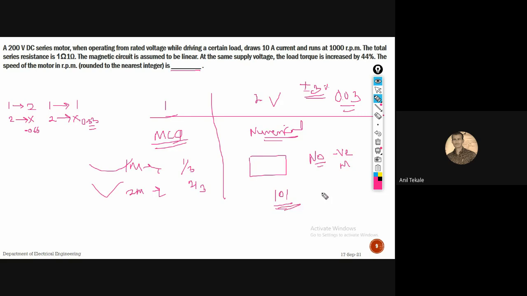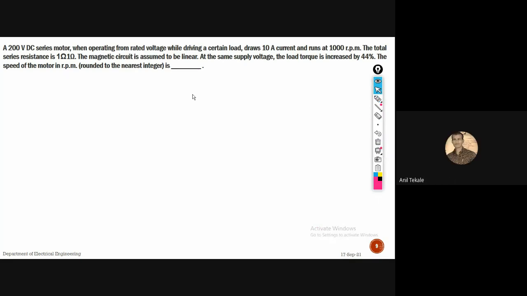Then you can write it as 100.97, or you can write 10.03. Your answer should be in between this range. Am I clear? Is that clear to all? Yes, sir. Okay, so the questions we are looking at here are based on type 2 questions, so we'll go for type 2.